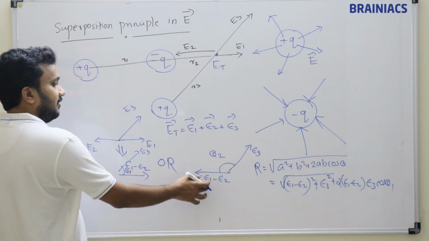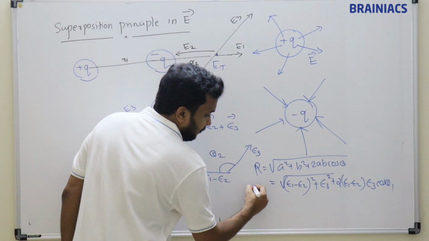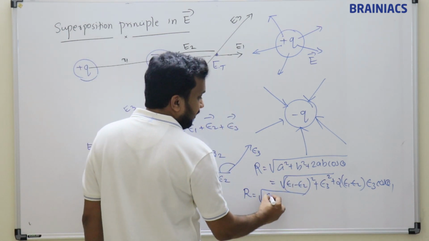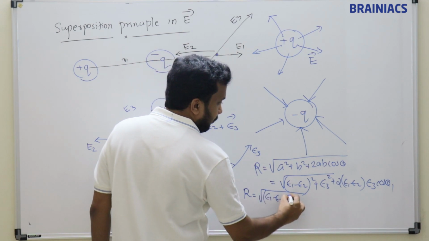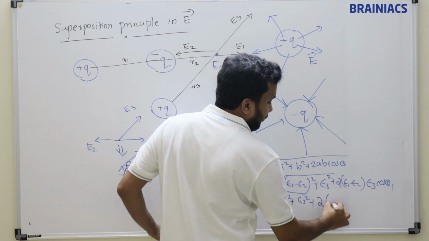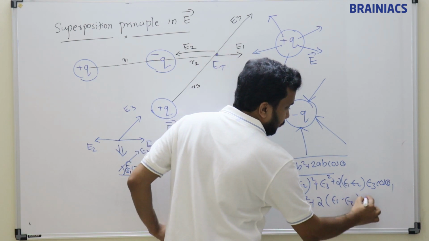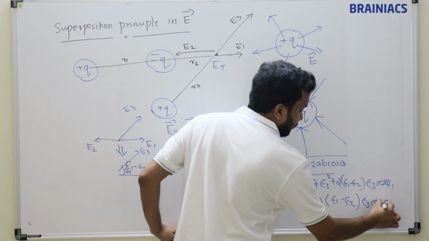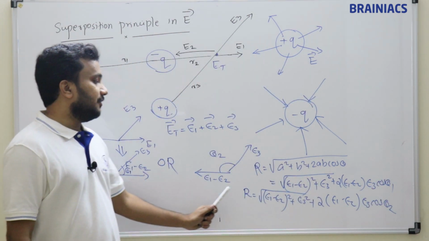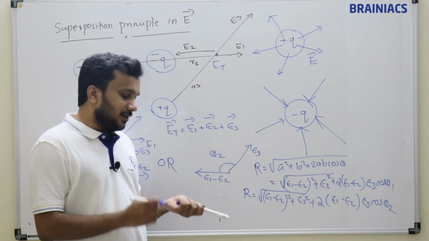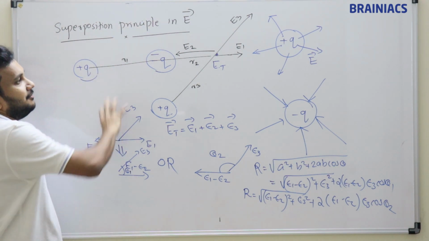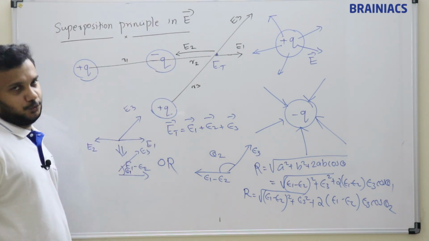And if you are going with the other case, then the resultant will be the root of E1 minus E2 the whole square plus E3 square plus 2 into E1 minus E2 into E3 into cos of theta 2. That's all. Then we will find the final resultant. The resultant, or the superposition of electric field intensity, is the vector sum of all the electrical forces.